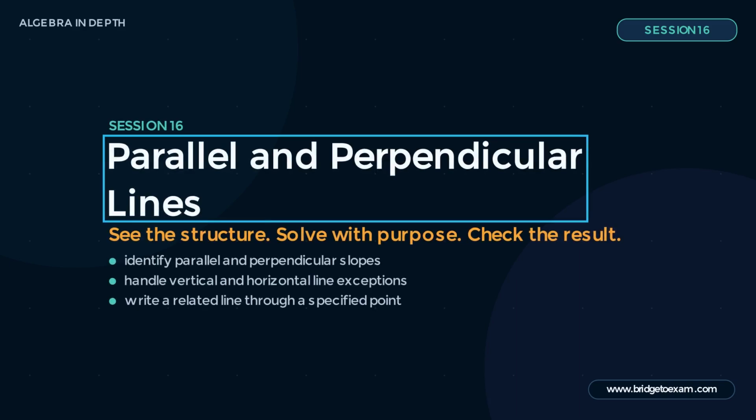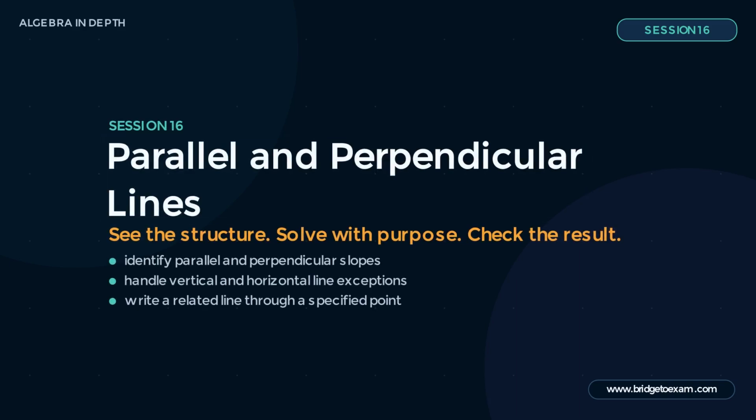Welcome to Session 16, Parallel and Perpendicular Lines. Today, you will identify parallel and perpendicular slopes, handle vertical and horizontal line exceptions, and write a related line through a specified point. Watch the structure, not just the arithmetic, because each move must preserve the meaning of the problem.